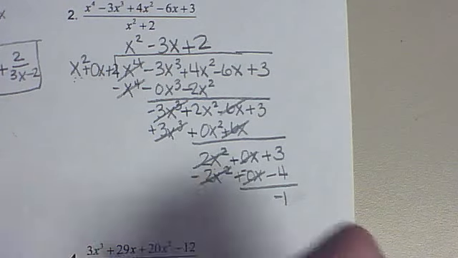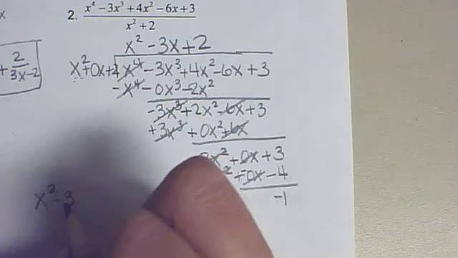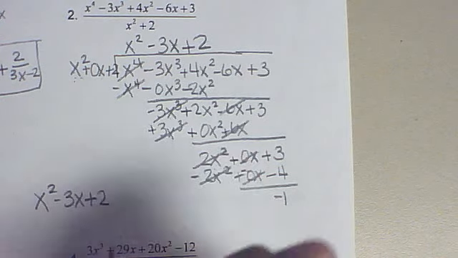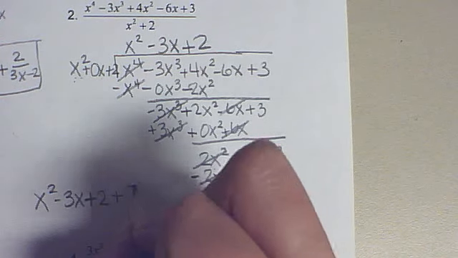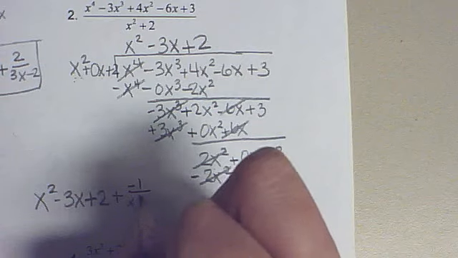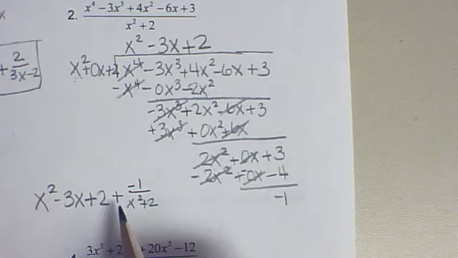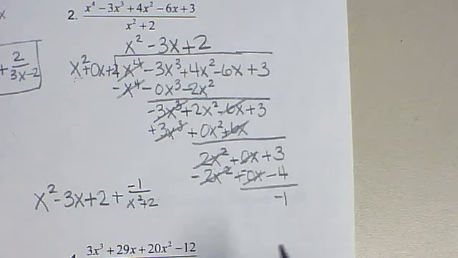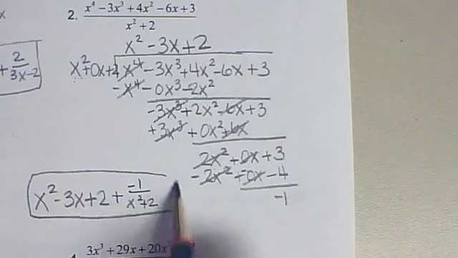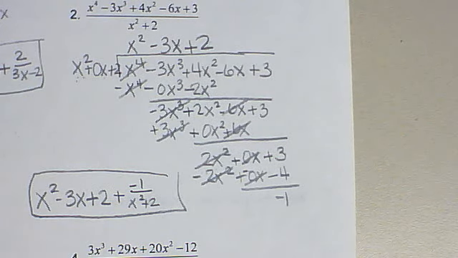So my answer is x squared minus 3x plus 2, and then I've got minus or plus a negative 1 over x squared plus 2. If you wrote this as minus 1 over this, that would be the same answer, and I will count both correct tomorrow on your test.